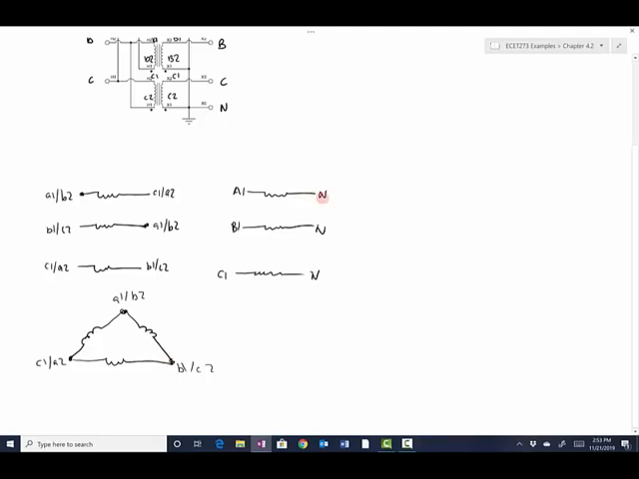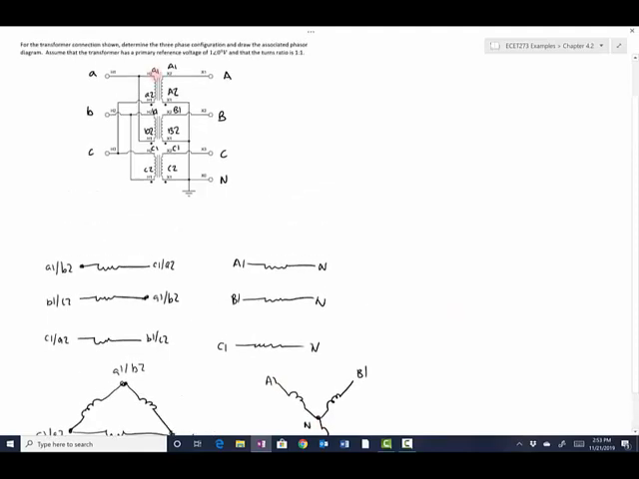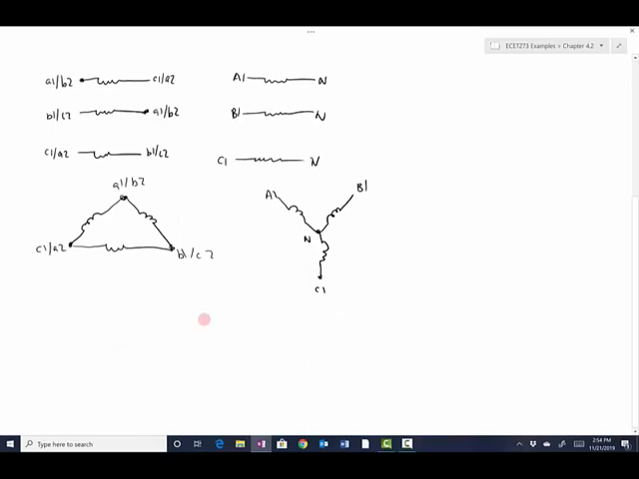And then if I look at this, I can see that the only shared node over here is a neutral. So that obviously has to be a Y connection. So we've got the mechanism or the method by which we label each node of each side of the transformer with a unique identifier, and then we see how those unique identifiers connect. So that tells us that this is a delta/Y transformer. Delta on the primary, Y on the secondary.